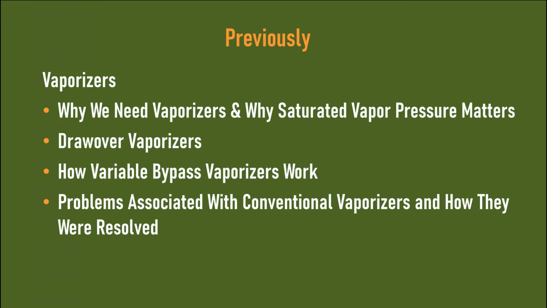In the previous tutorial, we looked at the basics of vaporizers, why we need them, and why saturated vapor pressure matters. I then discussed draw-over vaporizers and why they are no longer in use, and how variable bypass vaporizers work, why they became the de facto standard in the 1960s through to today. I finished with a discussion of problems associated with conventional vaporizers and how they have been resolved.